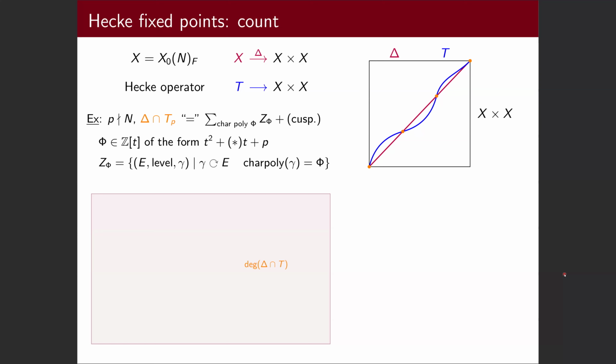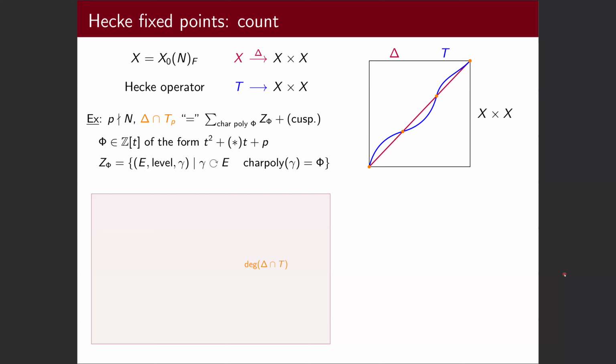And this Z_phi is a CM cycle, parametrizing elliptic curves with CM by possibly non-maximal orders. So these parametrize elliptic curves E with some level structure, together with an endomorphism of the elliptic curve of degree p. That's where the constant term of the characteristic polynomial is p. And in general, the intersection decomposes into some open and closed components indexed by these different characteristic polynomials. Just to be clear, by the characteristic polynomial of gamma here, you can, for example, take gamma acting on an l-adic Tate module, so you'll get a polynomial of degree 2.